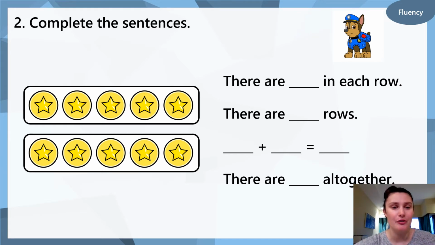Okay, question number 2. Again, we're going to complete the sentences. So you're going to skip a line on your paper, and I'd like you to write the number 2 for question 2. Okay, our first sentence here. There are blank in each row. So let's look at one row and count how many coins there are. Can you do that now, please? Have a look at one row and count how many coins. Fill it in on the line and write it nice and neat onto your paper. You can pause the video now while you do it.